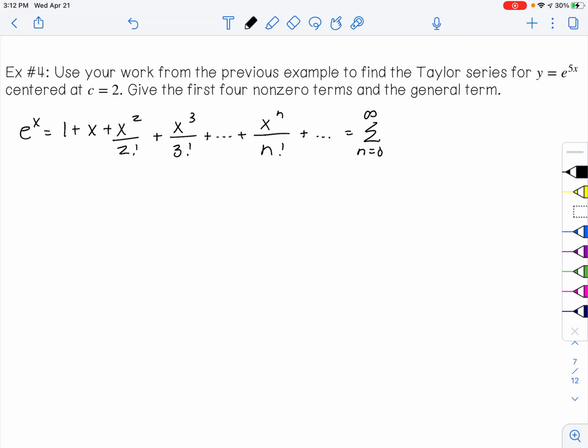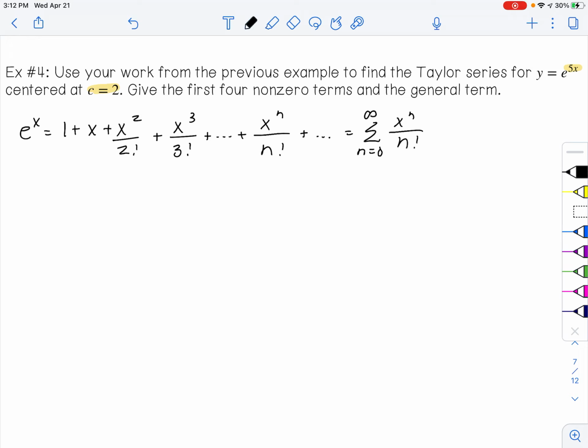Right, just copying down our work from the previous problem. And we're going to use this to find the Taylor series for e to the 5x, and we're going to center it at c equaling 2. So those are the only things that are changing. Okay. So, right, the 5x just replaces the x.